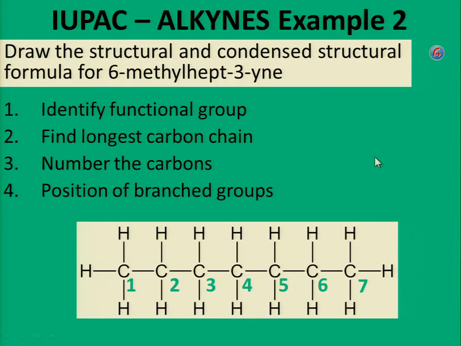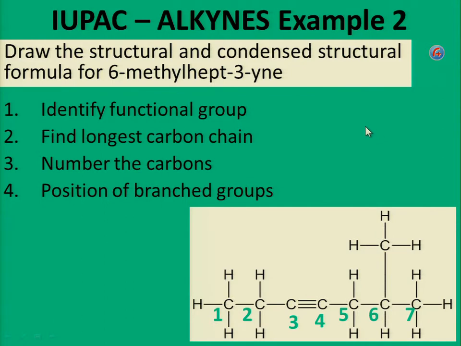Example 2. Draw the structural and condensed structural formula for 6-methyl hept-3-yne. The first thing you do is draw your 7 carbons. Why 7? Because it's hept. And now you look at the substituents and the double or triple bonds. So it says 6-methyl. So at carbon 6, there should be a methyl substituent. And 3-yne. So at carbon 3, there should be a triple bond to carbon 4.